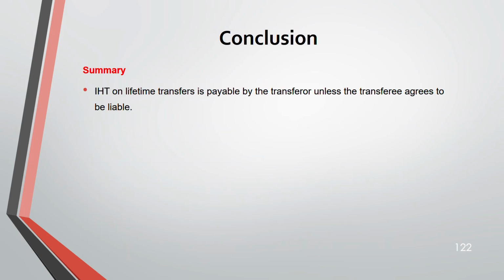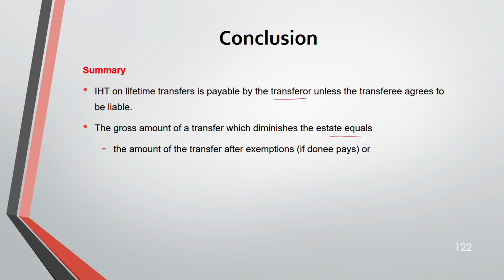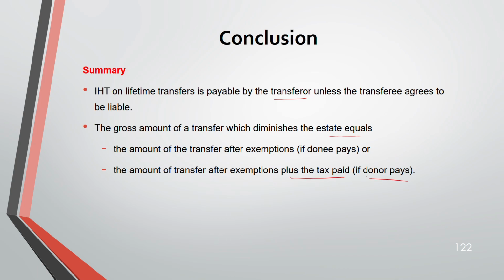Then IHT on lifetime transfer is payable by the transferor unless the transferee makes the election that he wants to pay. Gross amount of the transfer that diminishes the estate equals the amount of the transfer after exemptions if the donee pays, or the amount of transfer after exemptions plus tax paid if the donor pays. This is the only difference. You need this gross amount of transfer, by the way, for the 7-year accumulation period to see how much nil rate band you have utilized.